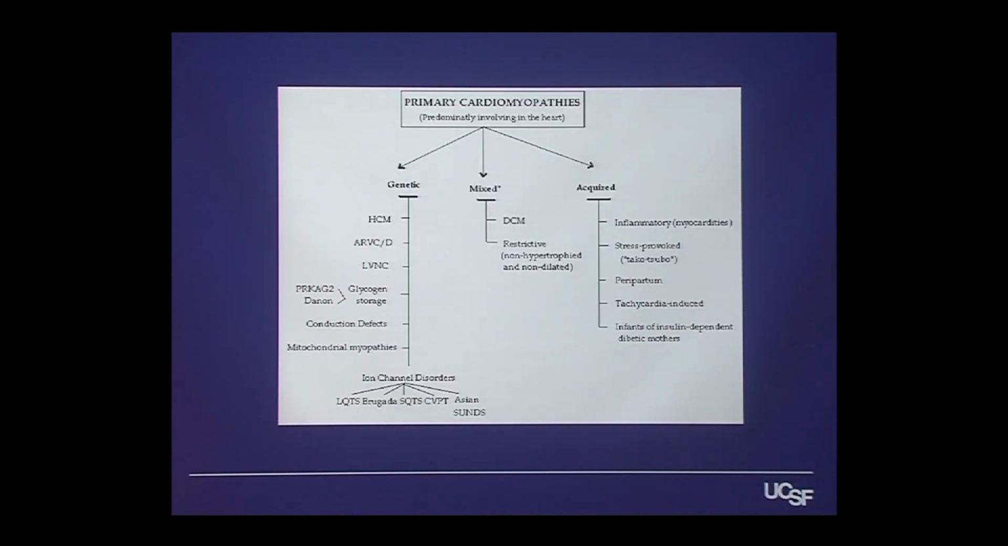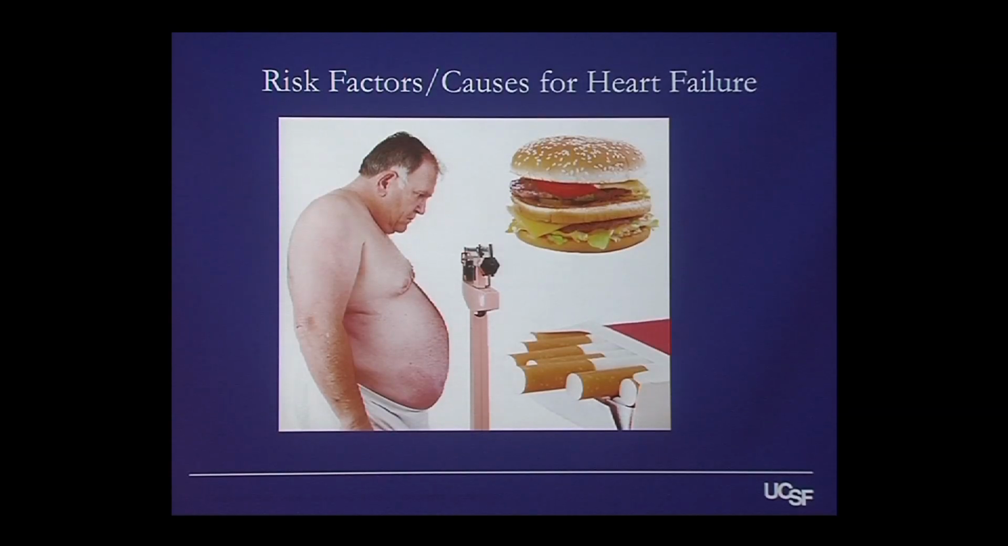And then you have some of the acquired cardiomyopathies. It could be a virus, leading to inflammation of the heart. Sometimes stress can lead to cardiomyopathy as well. Peripartum women, either in the last month of pregnancy or first few months after pregnancy, can develop a cardiomyopathy, or a weak heart, or heart failure. Also, fast heartbeats can develop into heart failure as well. So there's a lot of different causes. But the risk factors or causes for heart failure, well, we kind of expect, poor diet, smoking, etc.